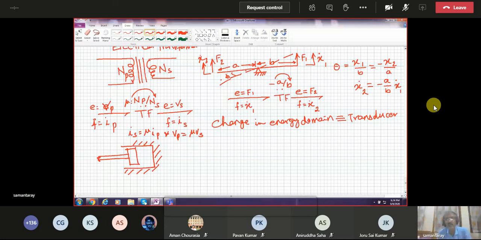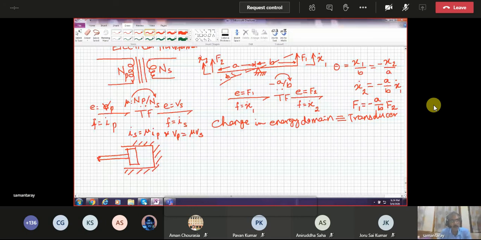Likewise, here you have x2 dot equal to minus a by b x1 dot. Obviously, it also says that F1 is minus a by b F2. So when you cross multiply, F2 into x2 dot times minus a by b is equal to F1 into x1 dot times minus a by b. Minus a by b cancels out. You get F1 x1 dot is equal to F2 x2 dot. So both the effort and flow simultaneously transform.